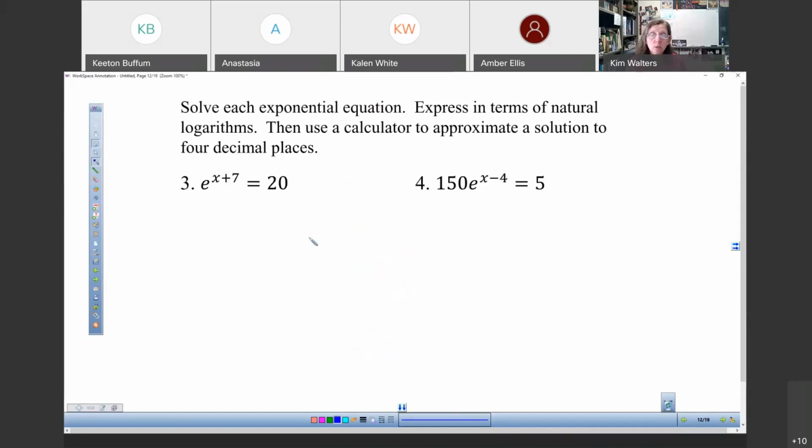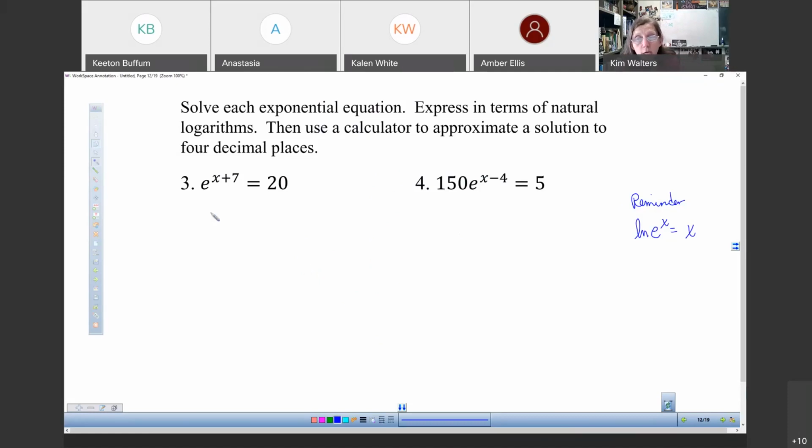So continuing that concept of solving these, except this is going to use that reminder about the natural log of e to the x is actually going to be x, because these are a little bit nicer problems. Again, it says solve these exponential equations, expressing your answer in terms of the natural log, and then use a calculator to approximate a solution to 4 decimal places. So we'll have 2 different pieces here.